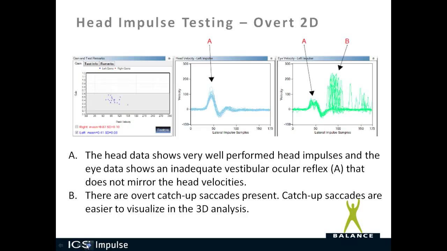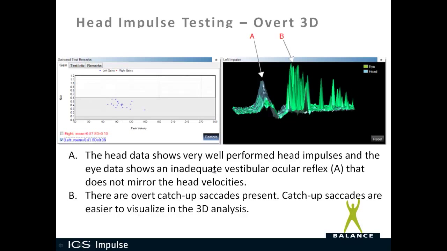Let's look at the 3D image. And here you see the eye is in green and the head is the blue movement. You can see the vestibular ocular reflex is definitely reduced in this patient. And then we have all these catch-up saccades over here to the right. Again, white is normal, light gray is unilateral loss, dark gray is bilateral loss. And this patient has a unilateral left weakness, and therefore their gains for the left side are abnormal.